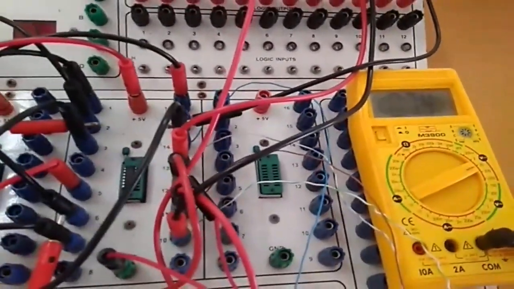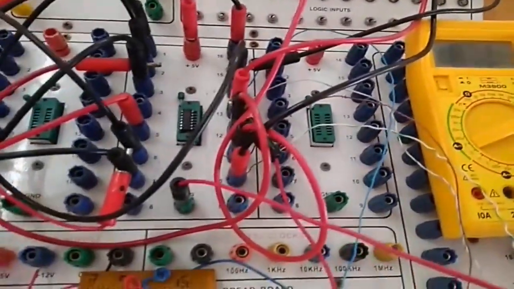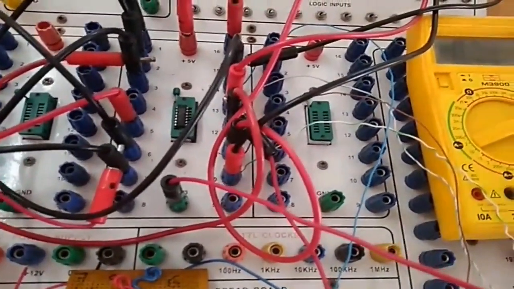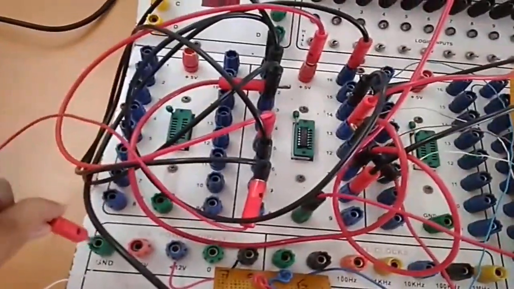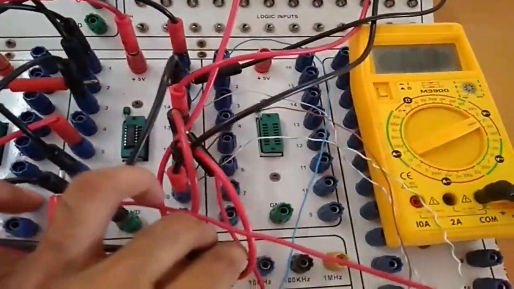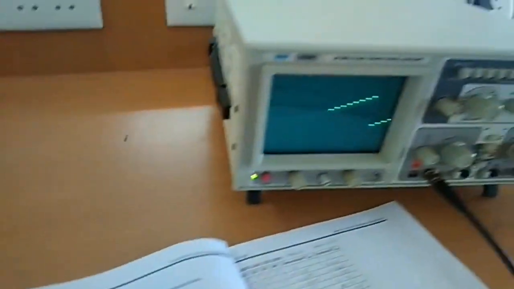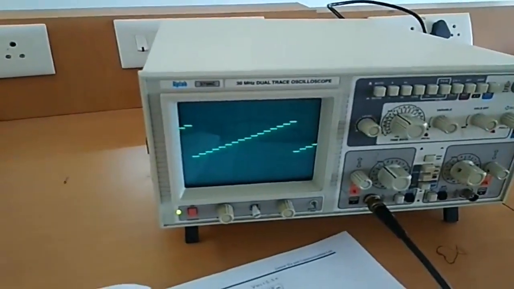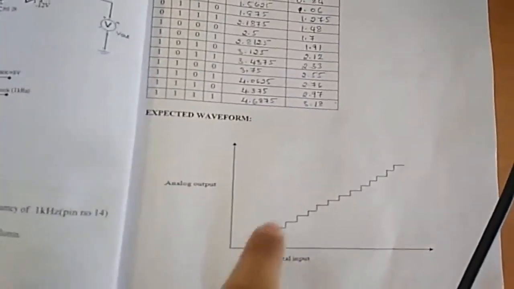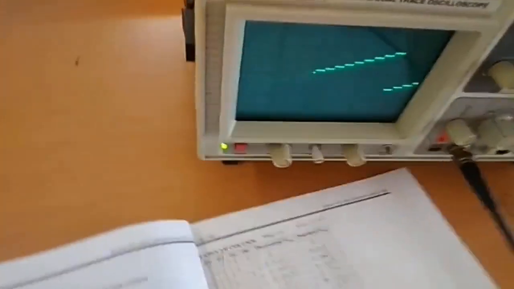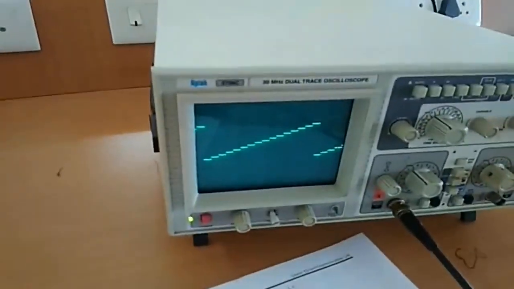The same output can be observed by using a CRO. As given in the manual, the output will be in staircase form. For that, you have to change the clock pulse from monopulse to around 1 kilohertz. When I apply a 1 kilohertz signal here and observe in the CRO, I get a staircase type of waveform. In the manual it is given like this. As the input voltage increases, the output voltage changes in a step-by-step fashion, as you can see over here. Thank you.